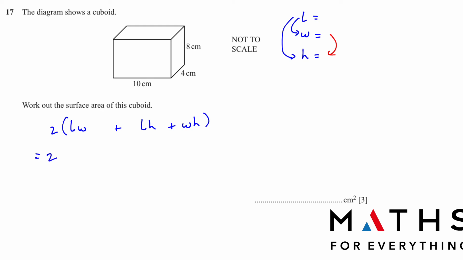Replace our length, which is 10 centimeter, and our width is 4 and height is 8. So 10 multiplied by 4 plus 10 multiplied by 8 plus 4 multiplied by 8. These are together, and this will give us 304 square centimeters.